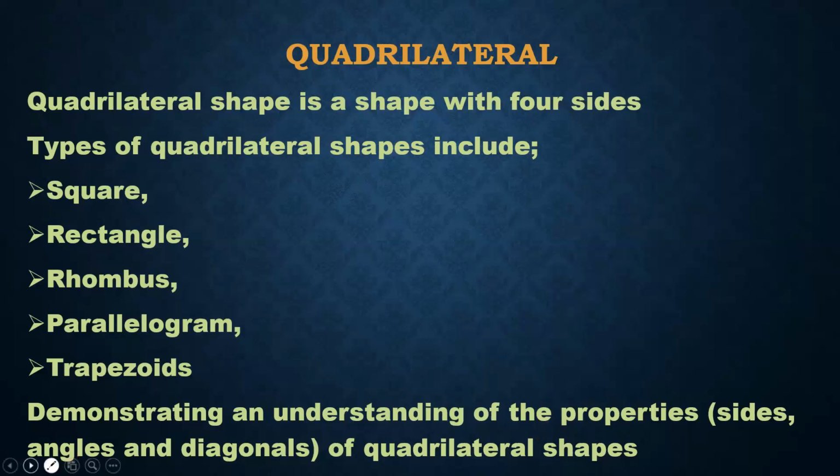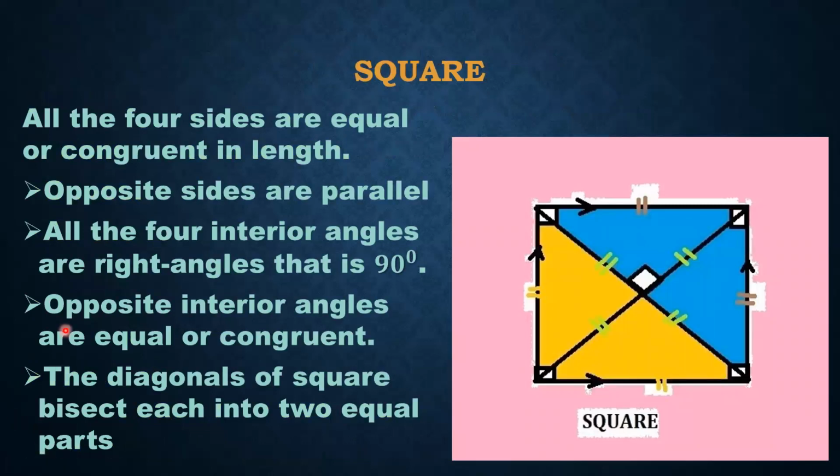Now, the first one that we talk about here is square. A square is a quadrilateral because it has 4 sides. And aside from having 4 sides, all the 4 sides are the same. Now, let's look at the diagram here. All the 4 sides are equal, or congruent, in length. The marks on the 4 sides are 2, 2, 2, 2, which shows that the lines that form a square here are the same. All the sides are equal.